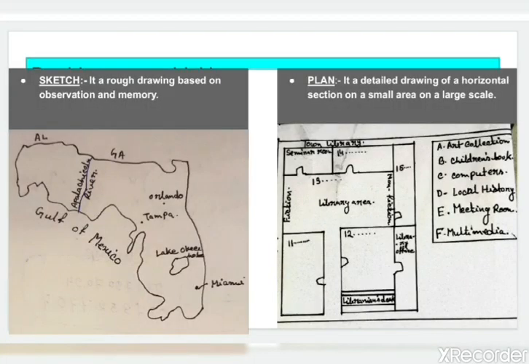Next, sketch and plan. A sketch is a rough drawing based on observation and memory. It is not a detailed drawing. And a plan is a detailed drawing of a horizontal section of a small area or a large area. So these are all the important topics from this chapter.